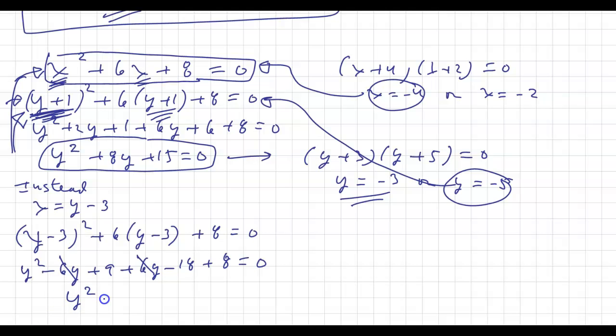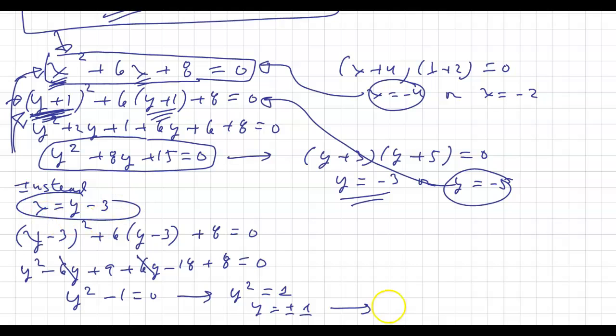I end up with y squared minus 1 equals 0. Well, that's an easier quadratic equation than this original one. So I could solve it just by saying y squared equals 1, y equals plus or minus 1. But remember, x was y minus 3. So it's plus or minus 1 minus 3. 1 minus 3 is negative 2. Minus 1 minus 3 is negative 4. And those are the same as the two answers to this.